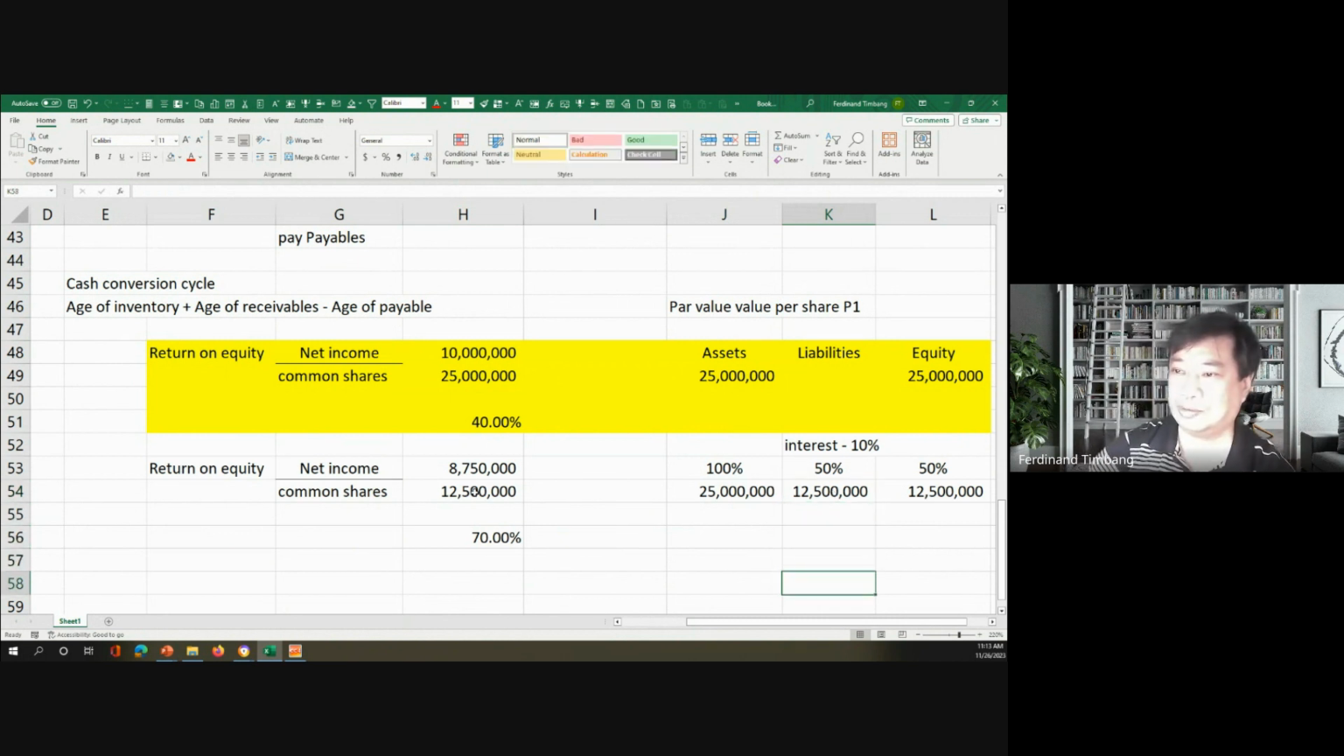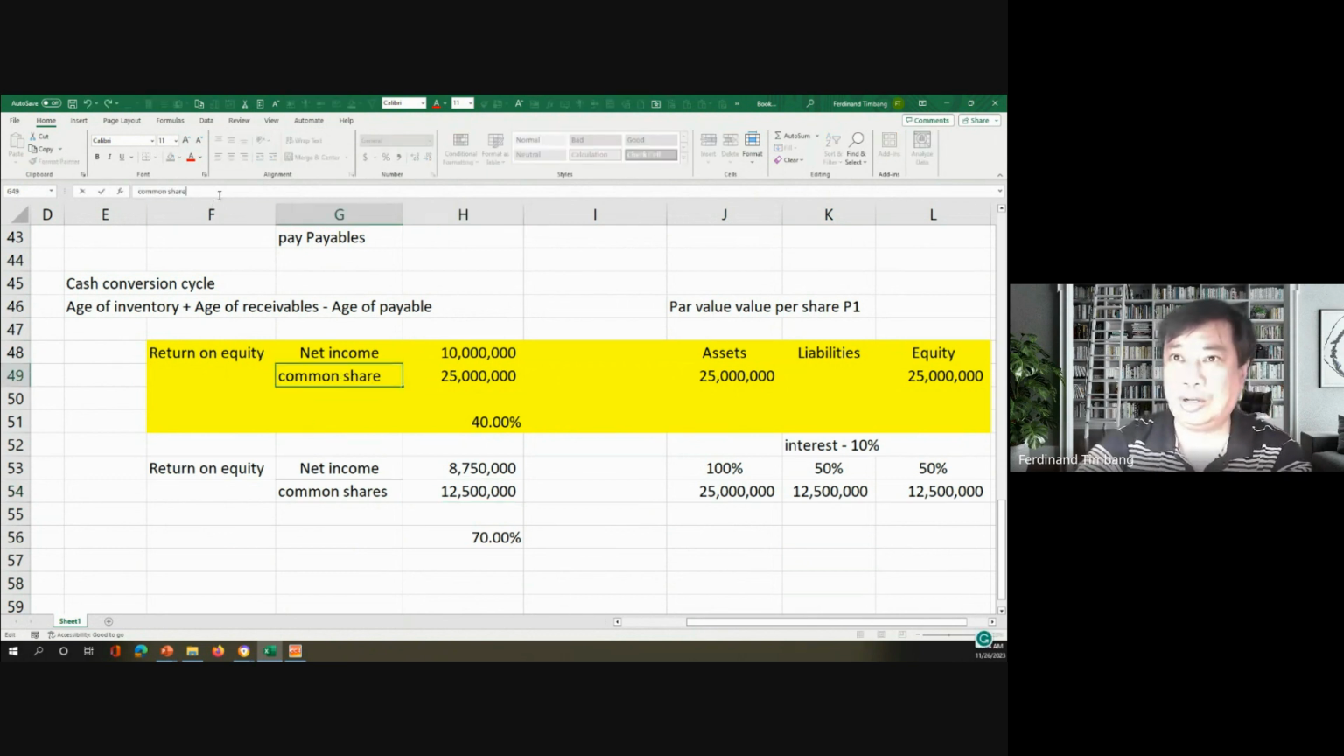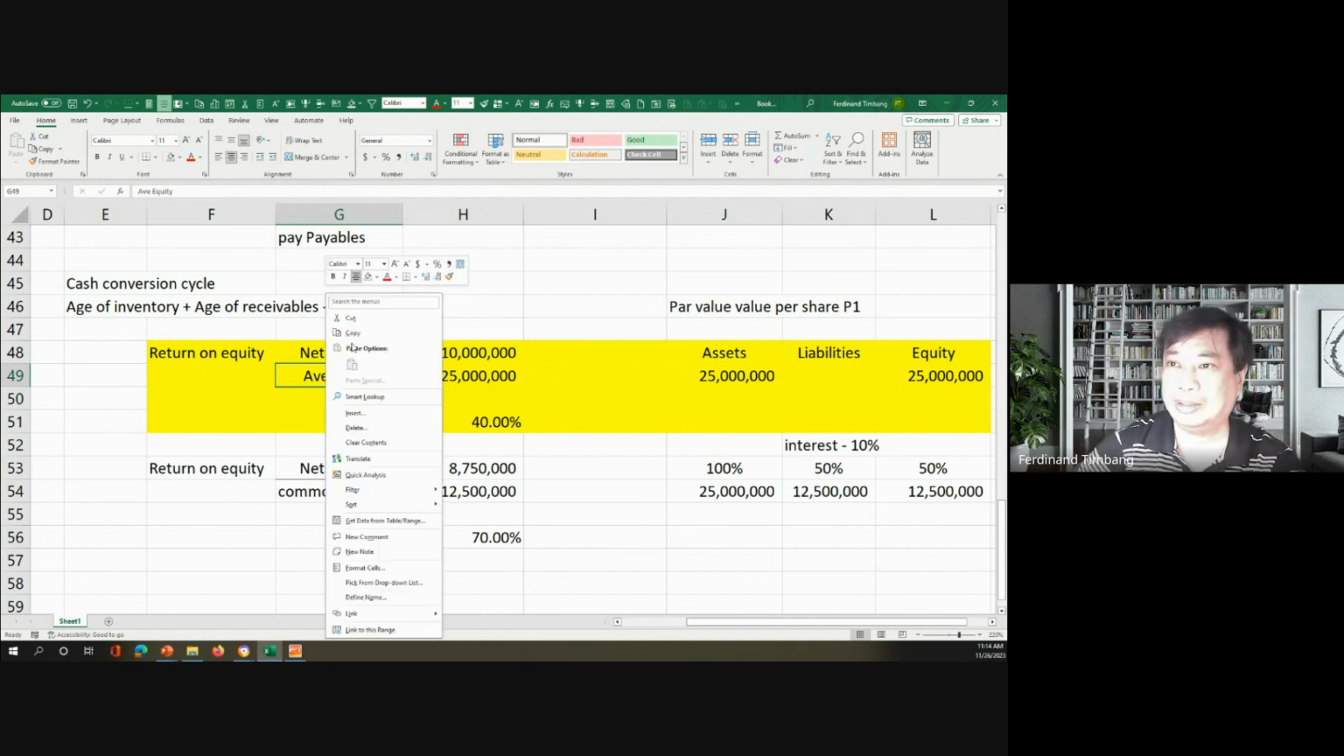Kasi ito in terms of, actually, mali pala to. Hindi common equity dapat to. Total, o average pala, no? Sorry. Average equity to. Average equity. Pero wala namang mangyayari, huwag kayo mag-alala.